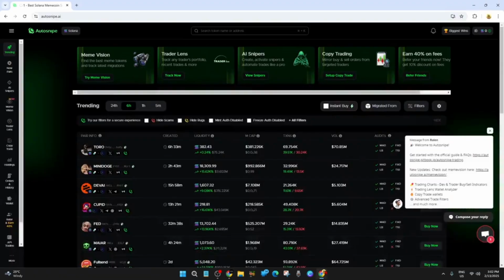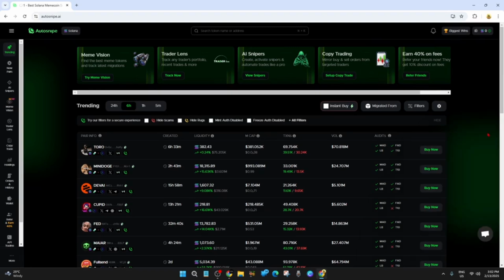Alright, so what we need to do is head on over to Autosnipe.ai. Once you're here, make sure to first connect your wallet to Autosnipe.ai. And then once you've done that, we need to look for an option that says instant buy. You can see it here, instant buy. It's got a red rectangle circled around it. So I'm going to go ahead and enable that.